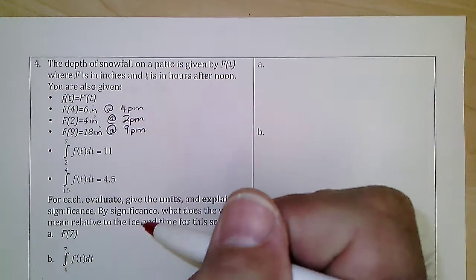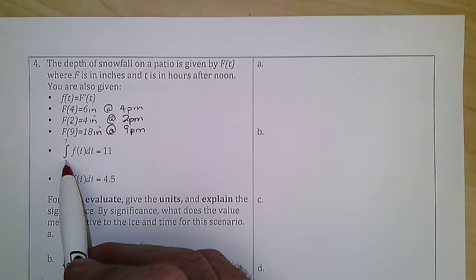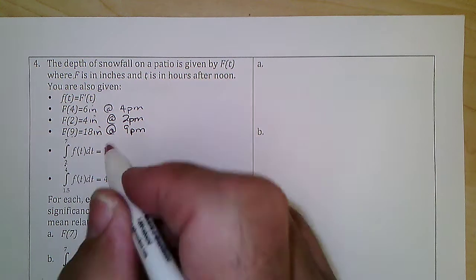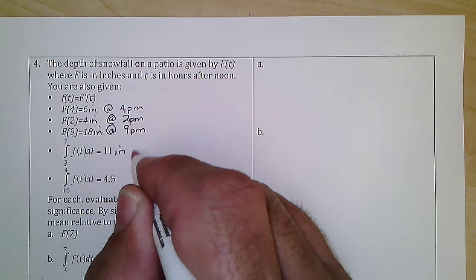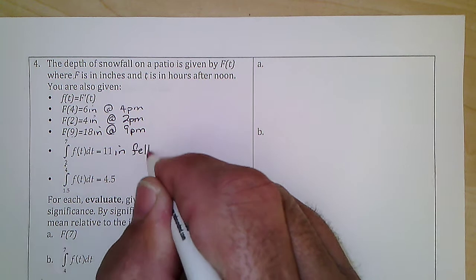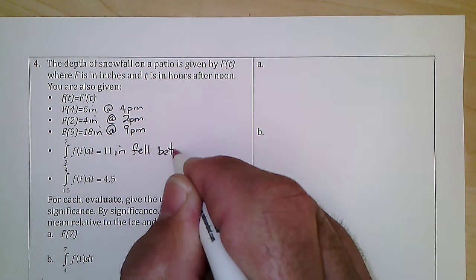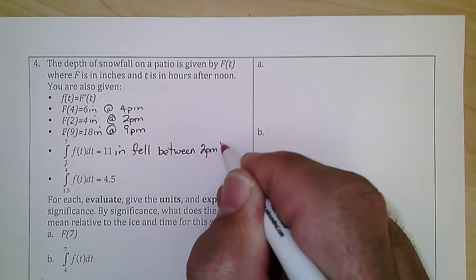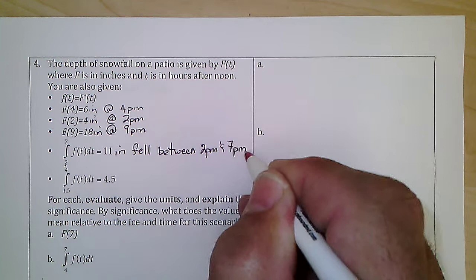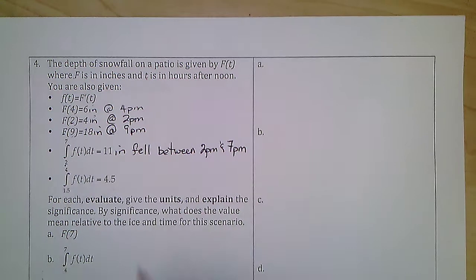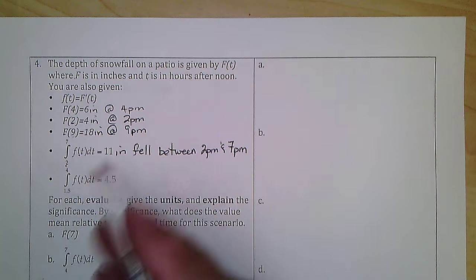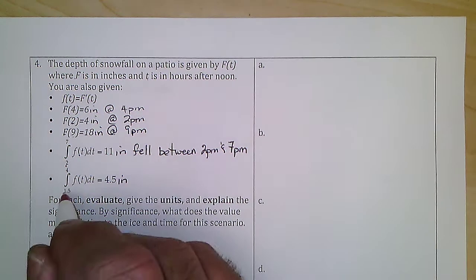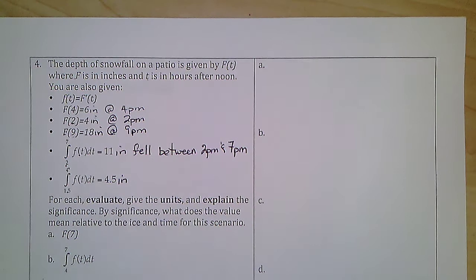Now this is a change. So the change in the amount of snow on the ground is 11 inches fell between 2 p.m. and 7 p.m. So these are changes. These are just what that is at that time. So this is a change: 4.5 inches fell between 1:30 and 4 p.m.